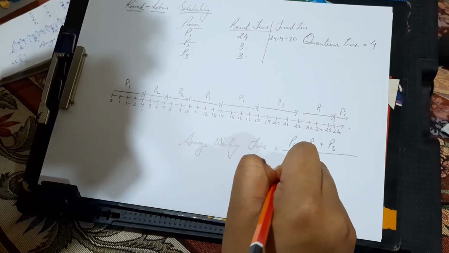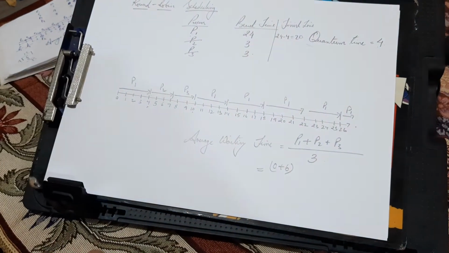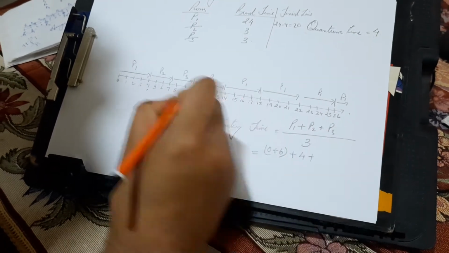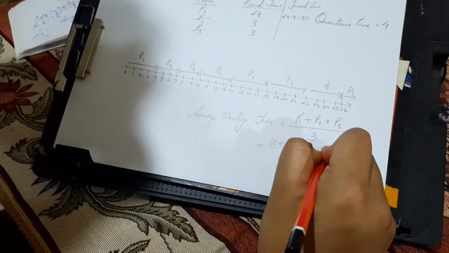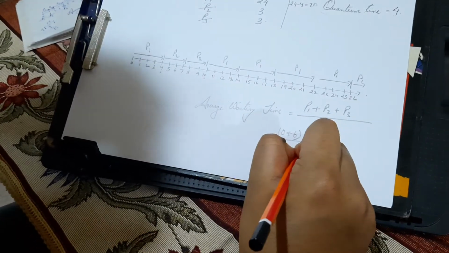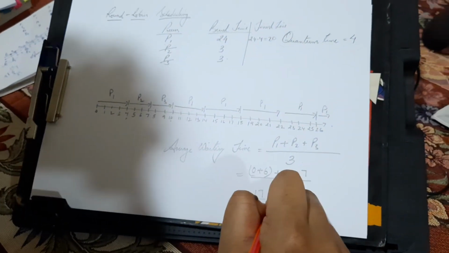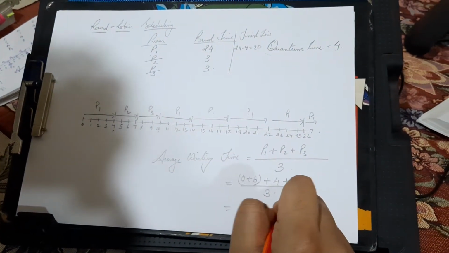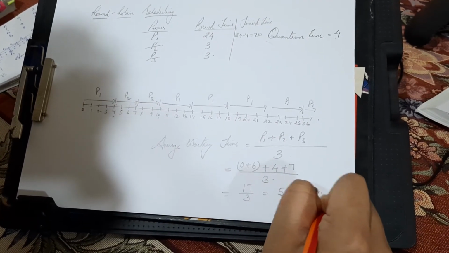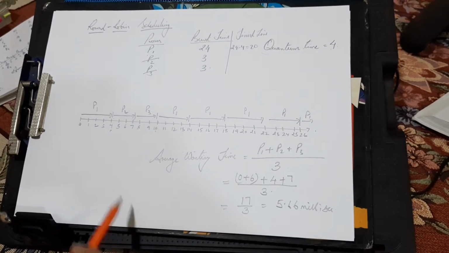So 0 plus 6 milliseconds, right? Plus P2 had to wait 4 milliseconds. P3 had to wait 7 milliseconds, right? The three of them divided by 3, so this gives me 17 by 3, which when calculated will give me 5.66 milliseconds. All right, so that is the average waiting time of this process.